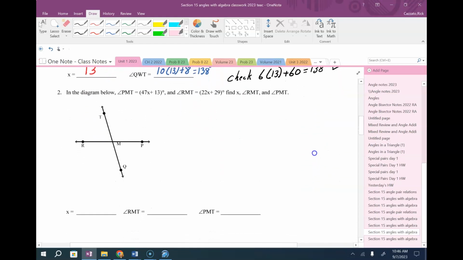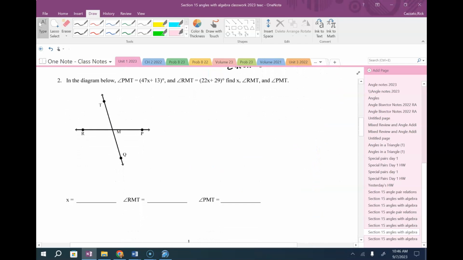Same idea on problem number 2. The first step is always to label. So here it says PMT. So PM, I'm going to trace the angle, PMT, 47x plus 13. RMT, so I'll trace it, RMT, 22x plus 29.